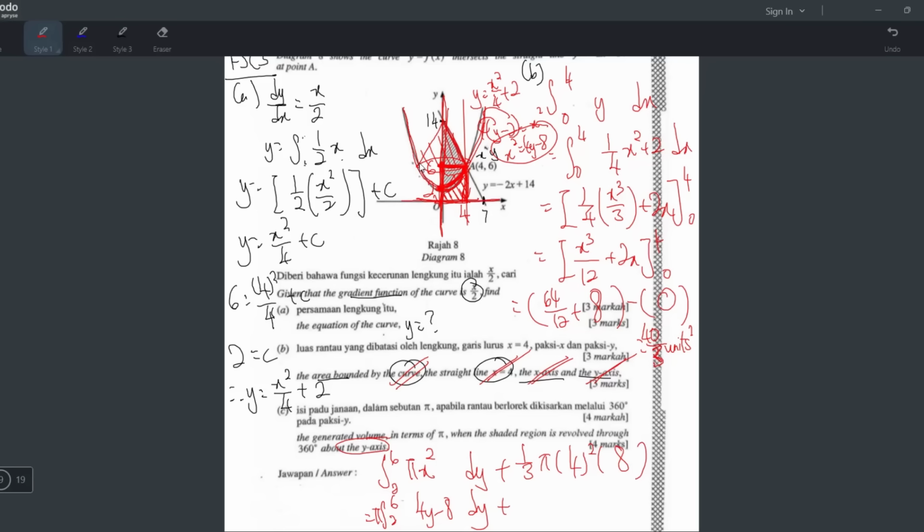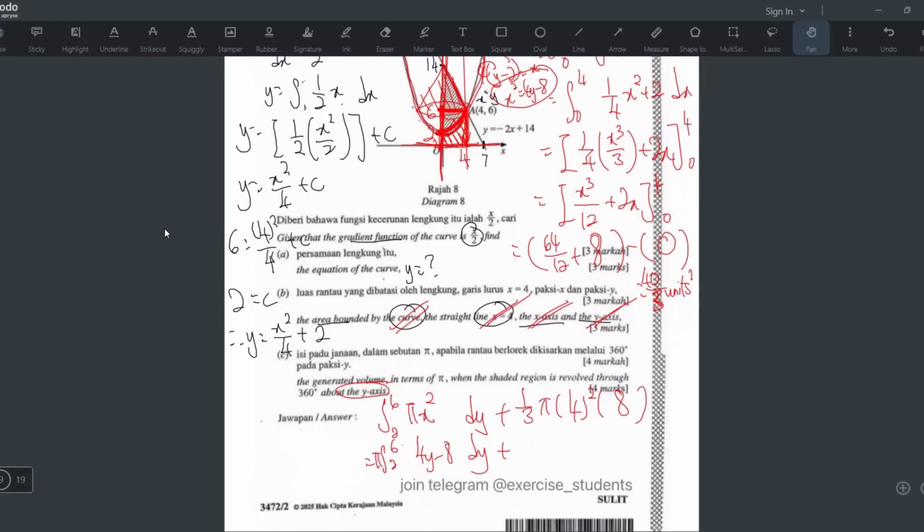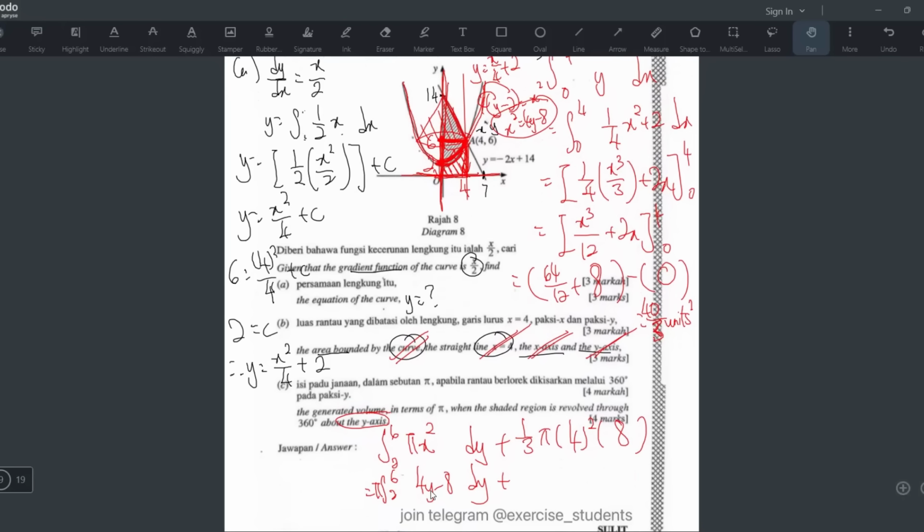So just remember, for a curve, always use the integration method. Only when it is a straight line, you can use the formula for a cone, or sometimes you might get a cylinder. It depends on the diagram. But for this one, I can assure you, you must use this.